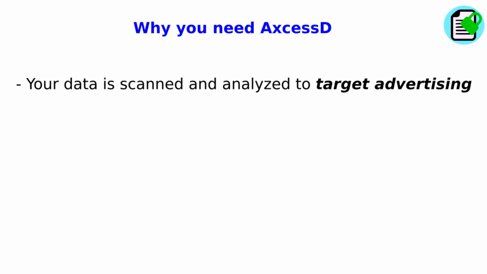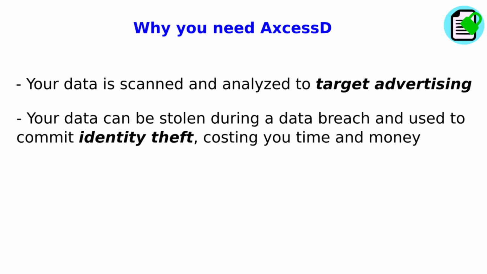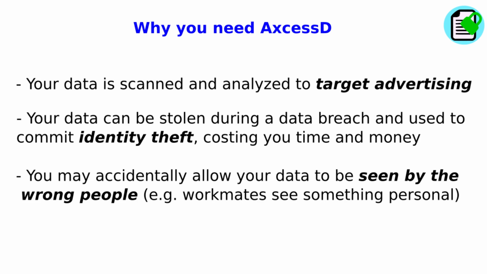Let's talk about a few examples of misuse of your data when it isn't protected. We know that it is always being scanned and analyzed to target advertising to you and your contacts. Your data can be stolen during a data breach and then used by cyber criminals to steal your identity, which will cost you time and money. You yourself can accidentally release information to the wrong people, for example, by sending embarrassing personal email to a work email list.